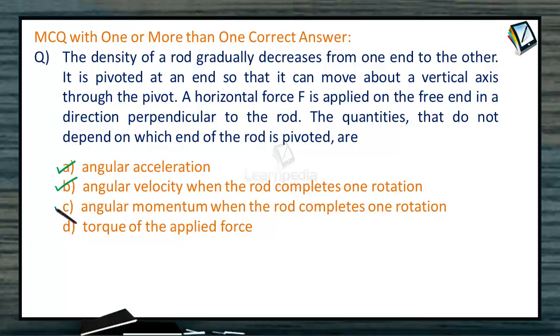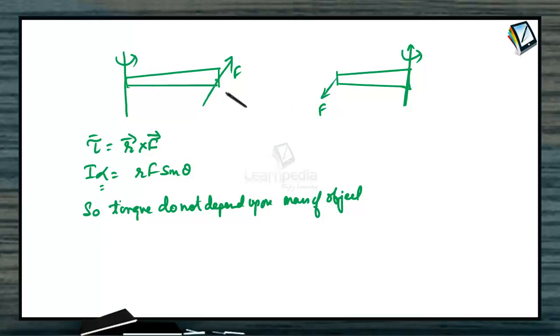Option C, angular momentum when the rod completes one rotation. So, when the rod completes one rotation, angular momentum will be L equals R cross P. Since torque is constant for this and this, angular momentum also will be the same.